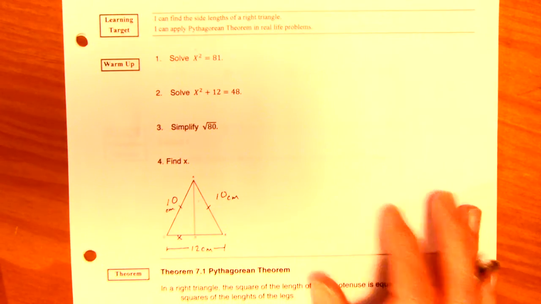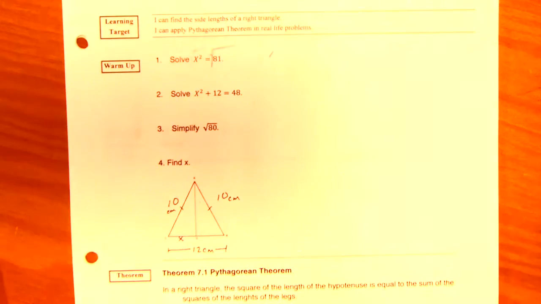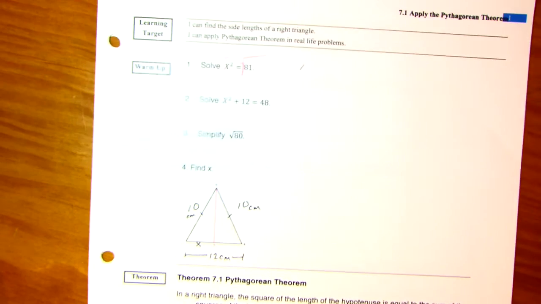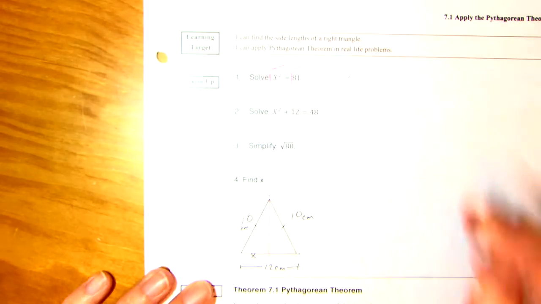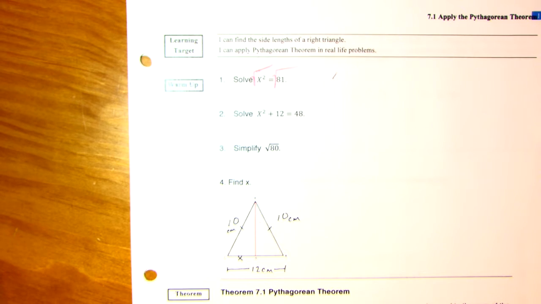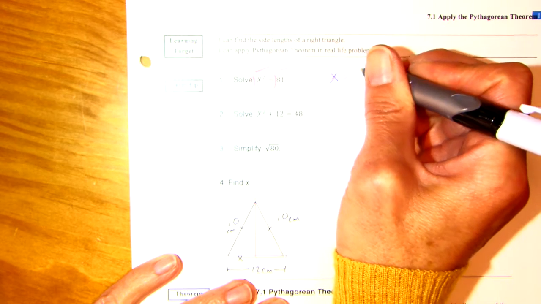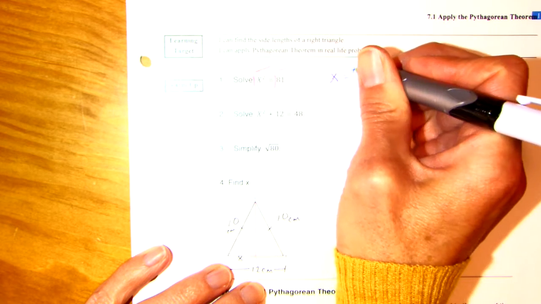So here we go. Solve x squared equals 81. Well, a lot of people like to just take the square root of both sides. You've got to be really careful. So when we take the square root of both sides, you're going to have x equals not just 9. It's plus or minus 9.